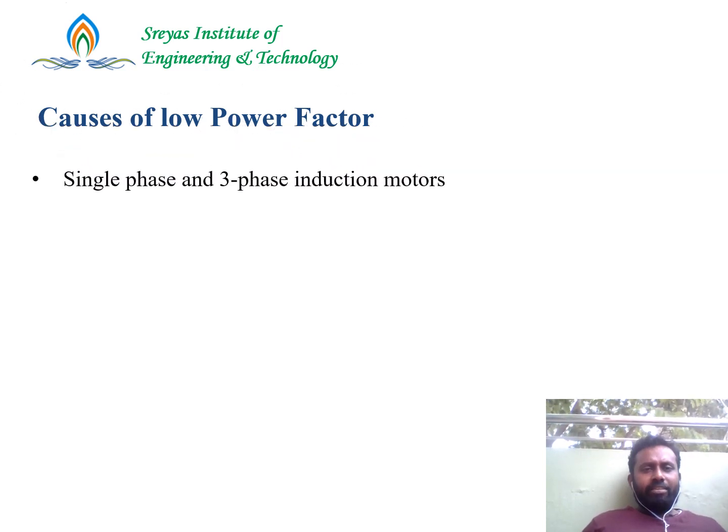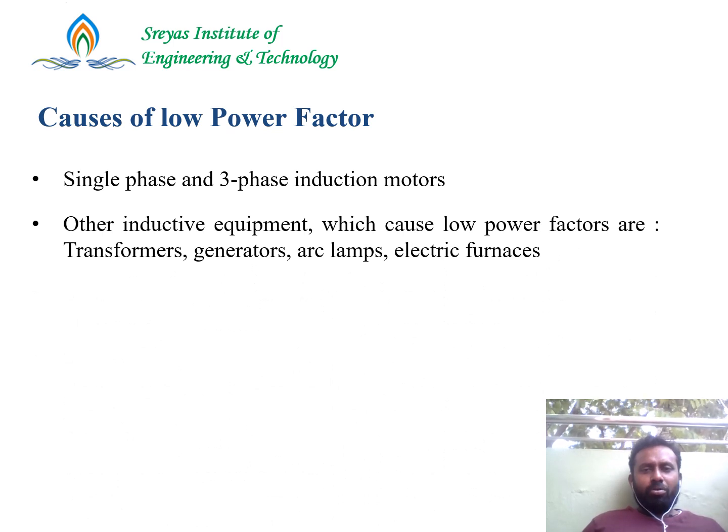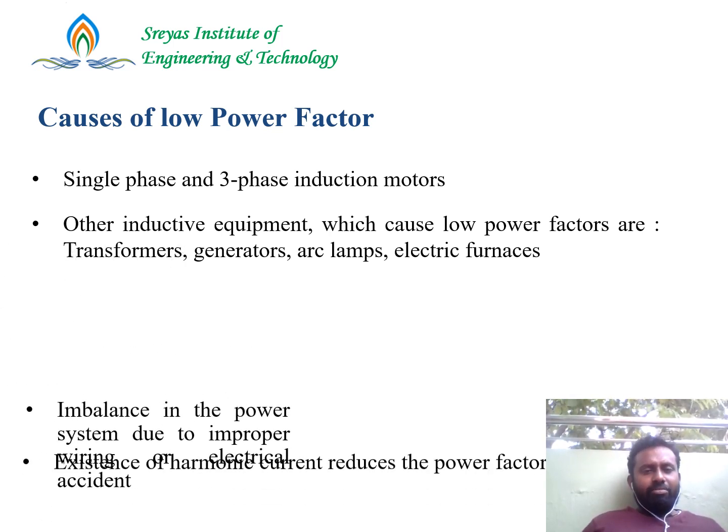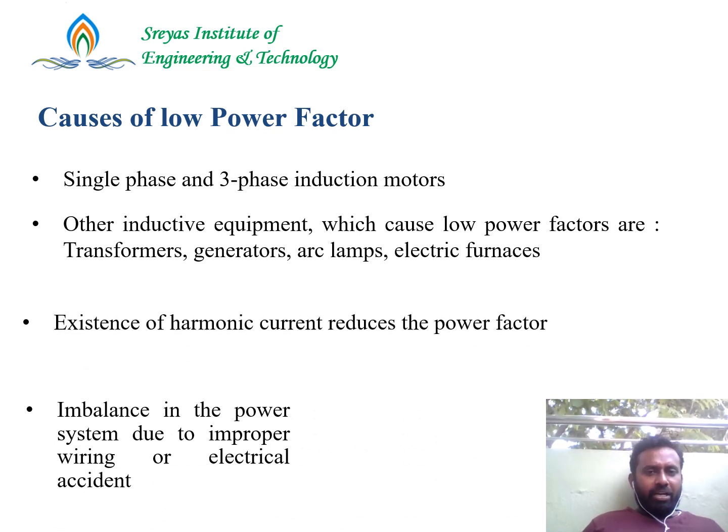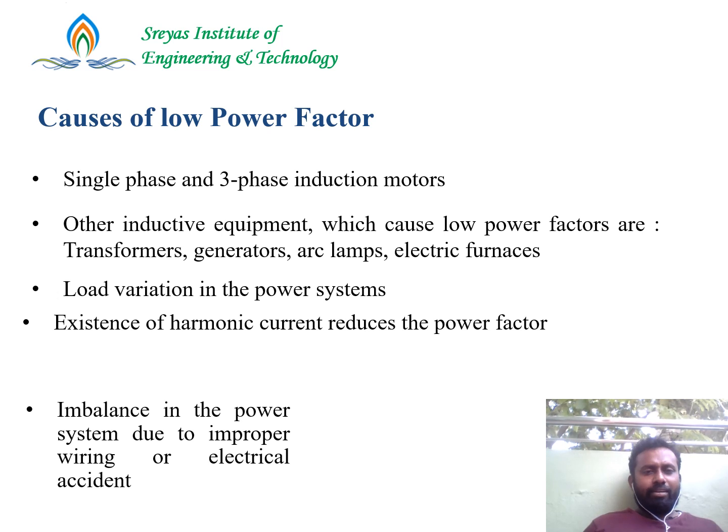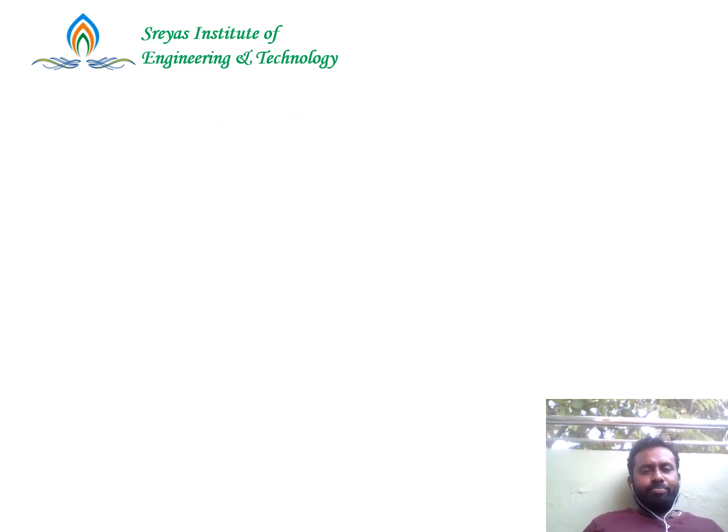Next, single phase and three phase induction motors are one cause of low power factor. Other inductive equipment which cause low power factor are transformers, generators, arc lamps and electrical furnaces. The existence of harmonic currents also reduces the power factor. Harmonic currents arise when there are disturbances in the system and fluctuations in the current. Next, imbalance in the power system due to improper wiring or electrical accident, and load variation in the power system.